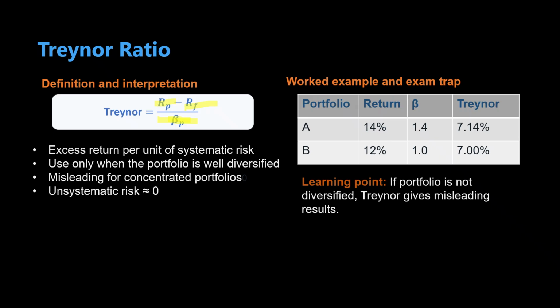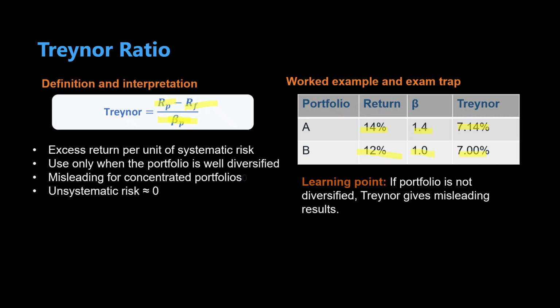In the example here on the right-hand side, Portfolio A earns a 14% return with a beta of 1.4, giving a Treynor ratio of 7.14%. Portfolio B, on the other hand, earns a 12% return with a beta of 1.0, which gives a Treynor ratio of 7%. Despite a lower absolute return, Portfolio A is slightly more efficient on a systematic risk-adjusted basis than Portfolio B.